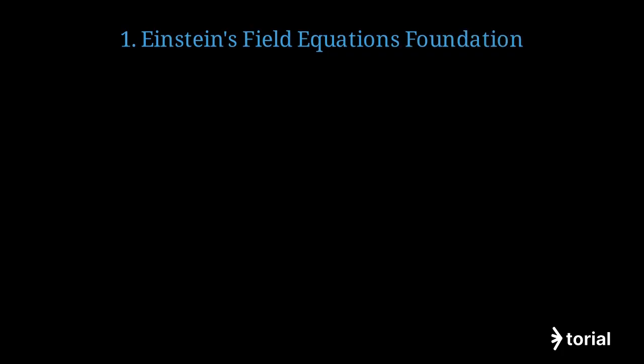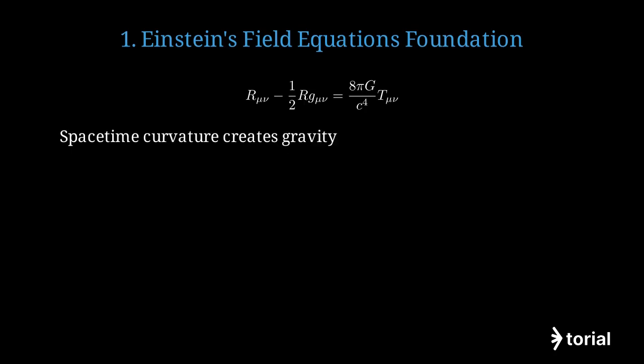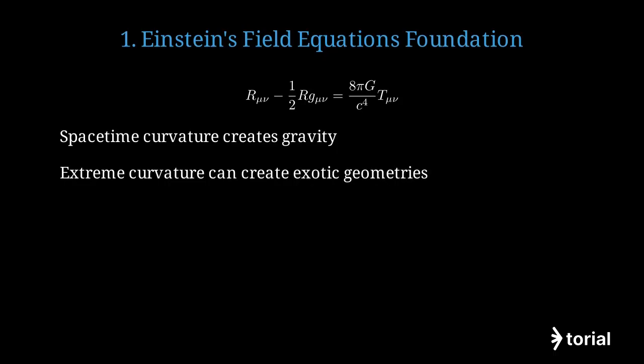Wormholes emerge from Einstein's field equations of general relativity. Einstein's field equations describe how matter and energy curve spacetime. The left side represents spacetime curvature, while the right side represents matter and energy. These equations tell us that massive objects curve spacetime, and this curvature is what we experience as gravity. Under extreme conditions, spacetime can curve so dramatically that it creates exotic geometries like wormholes.